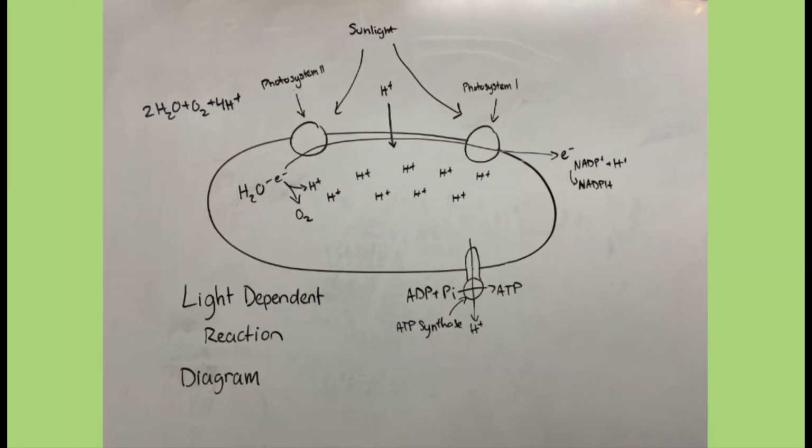Moving on, here's a diagram of the light-dependent reactions. The reactants of light-dependent reactions are light energy and H2O, or water. The products are ATP, NADPH, and O2, or oxygen gas. In light-dependent reactions, light goes into photosystem 2 and photosystem 1. At the same time, H2O goes in.